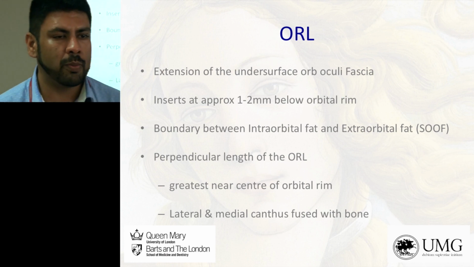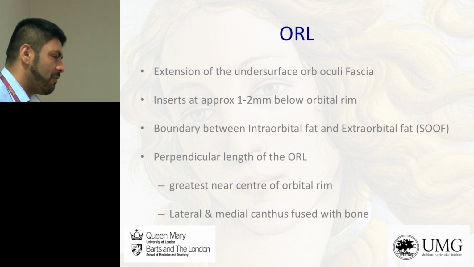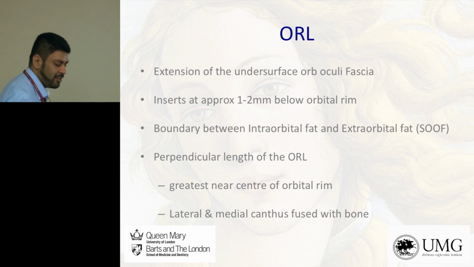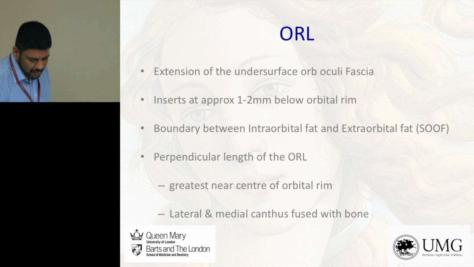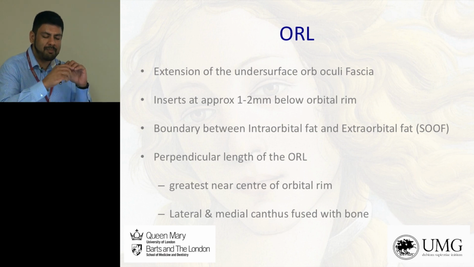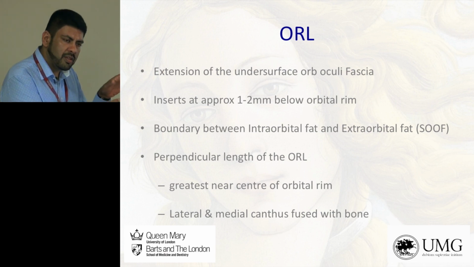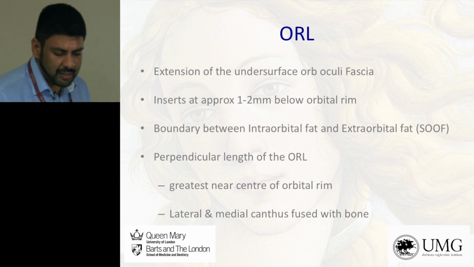And if you're injecting intraorbitally, if you're trying to help someone with their enophthalmos, that might be useful, but in most cases you're not, and you don't know that that's a good thing to do. So don't inject intraorbitally. Effectively, the boundary between the intraorbital fat and the extraorbital fat is that orbital retaining ligament, and the fat below the orbital retaining ligament is called the suborbicularis oculi fat, and I'll show you that in a second.